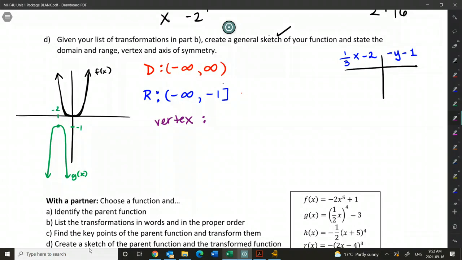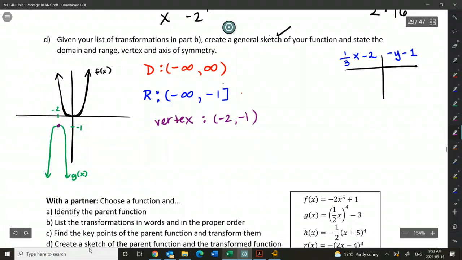Okay, vertex. If you locate the shifts, they will tell you where the vertex is. Oliver? -2, -1. This is now a coordinate, right? We're not doing interval notation anymore. So it's right here. And equation of the axis of symmetry.